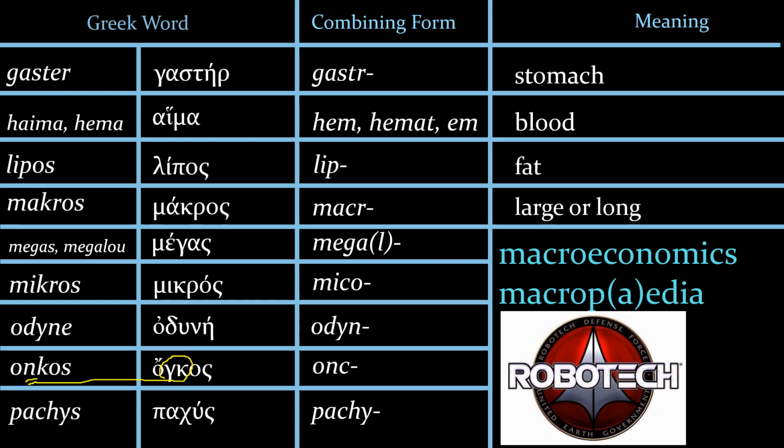With macro, I forgot to mention this earlier, we get macroeconomics, macropedia. For those of you who know how to use a real encyclopedia, you will know what a macropedia is. And if anybody grew up watching Robotech, which I did, its Japanese name was Macross because most of the action took place on a giant ship, on a giant fortress.